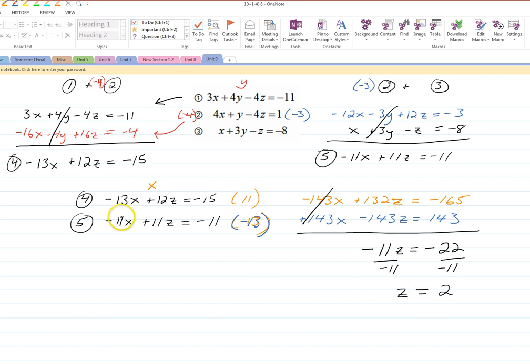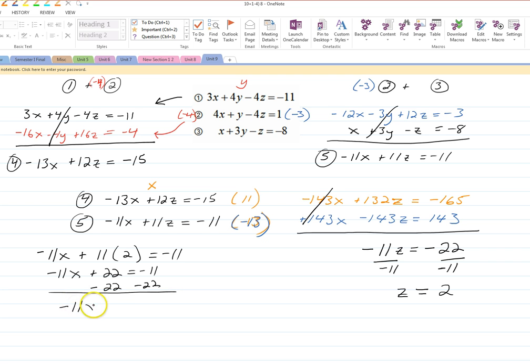Alright, so now we're going to take that 2 and plug it into one of our equations, 4 or 5. I think I will plug it into 5 here. So it's going to be negative 11x plus 11 times 2 equals negative 11. Minus 22 to both sides. And so we get negative 11x equals negative 33. Divide by negative 11, and we get x equals positive 3.